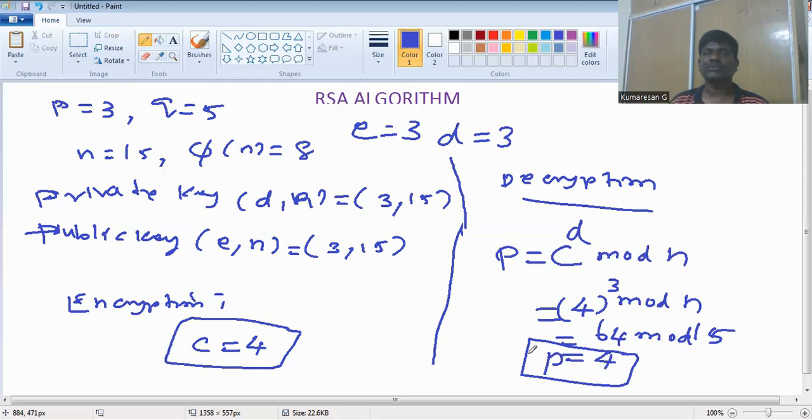Even so, this is the most popular algorithm used by many people, because it is a public key algorithm where both sides use different keys. So this is all about the RSA algorithm in cryptography.